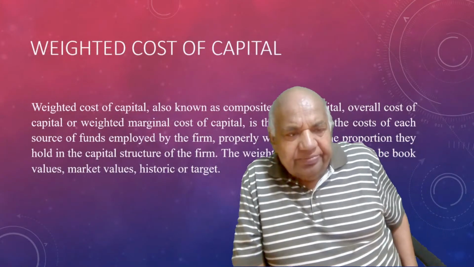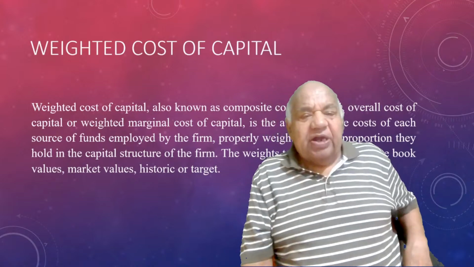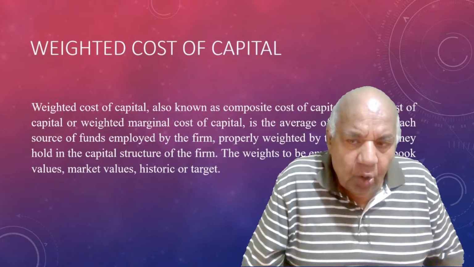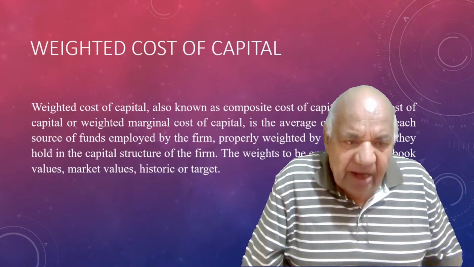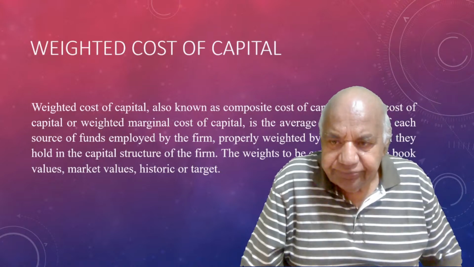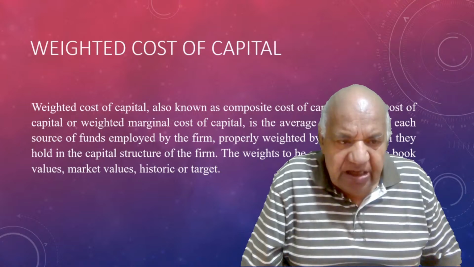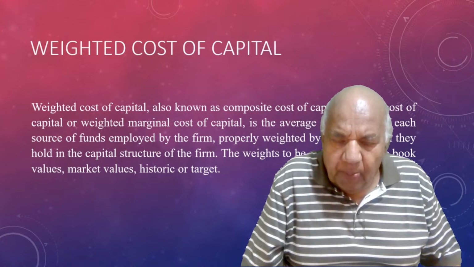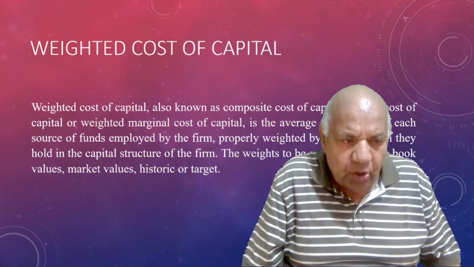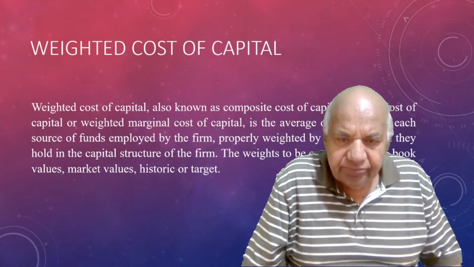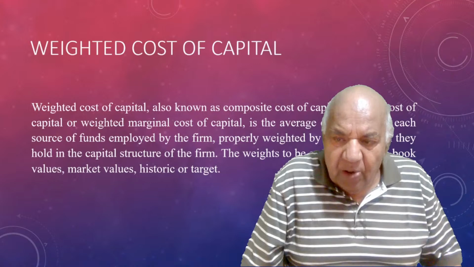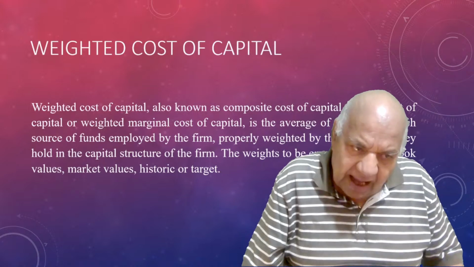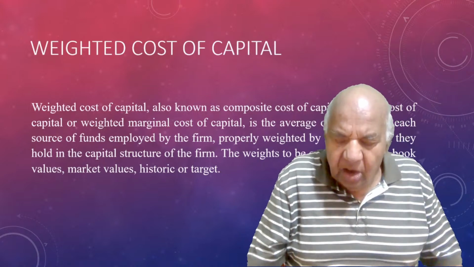Weighted cost of capital. Weighted cost of capital, also known as composite cost of capital, overall cost of capital, or weighted marginal cost of capital, is the average of the cost of each source of fund employed by the firm, properly weighted by the proportion they hold in the capital structure of the firm. The weights to be employed can be book values, market values, and again these values may be historic or target.